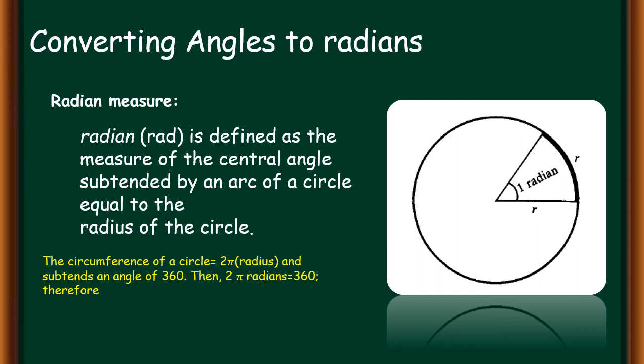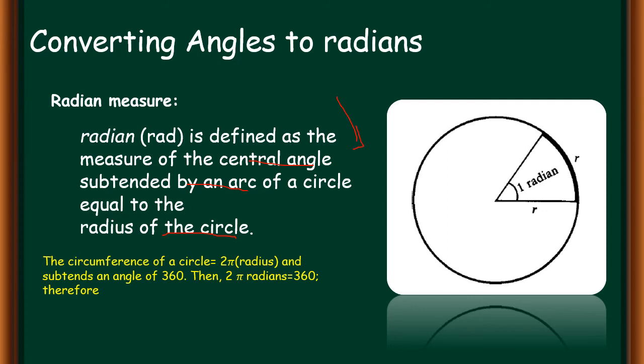Okay. So, let's have here converting angles to radian. Pag sinabi natin radian, this is defined as the measure of the central angle subtended by an arc of a circle equal to the radius of the circle. When we say, which means, look at the illustration.